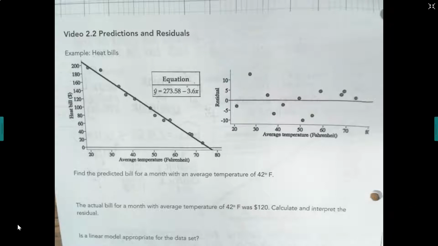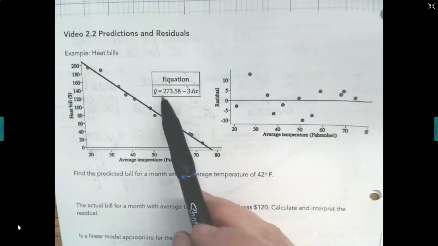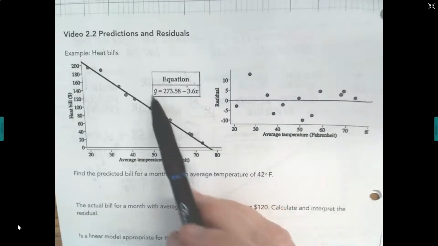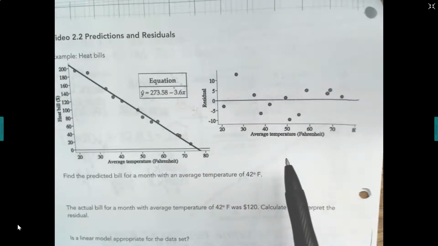I've continued our example from when we were describing a relationship by including our example with our heat bills and temperature. We have our negative line with the regression line. Here's the equation of the regression line, and here we see a residual plot.